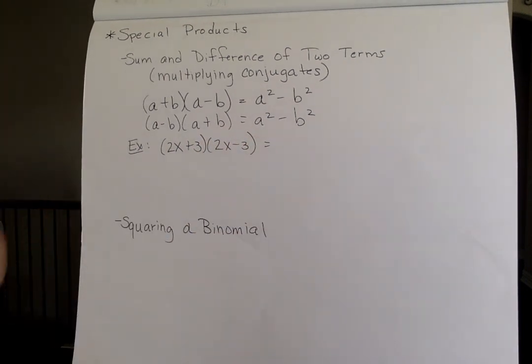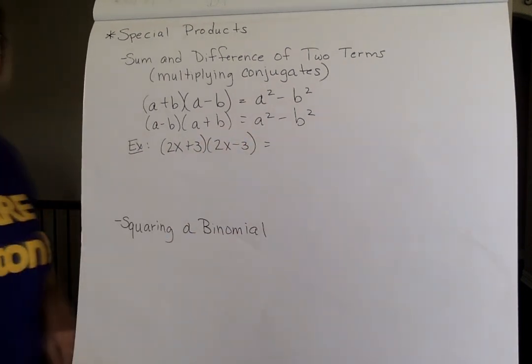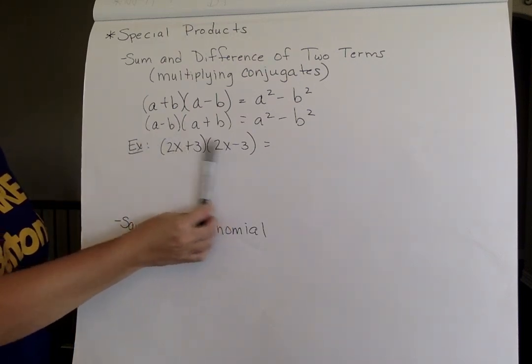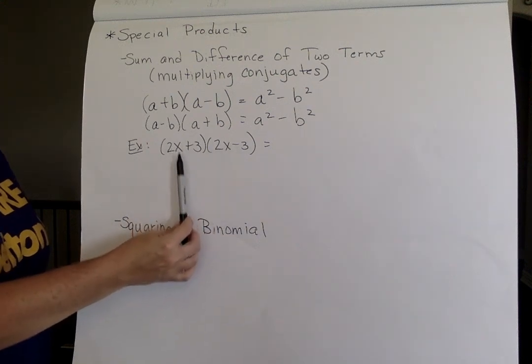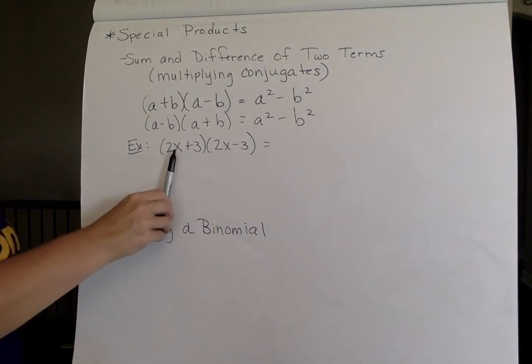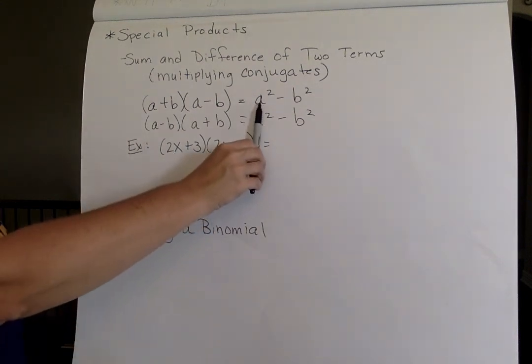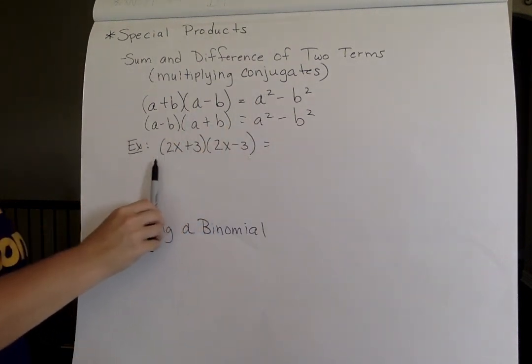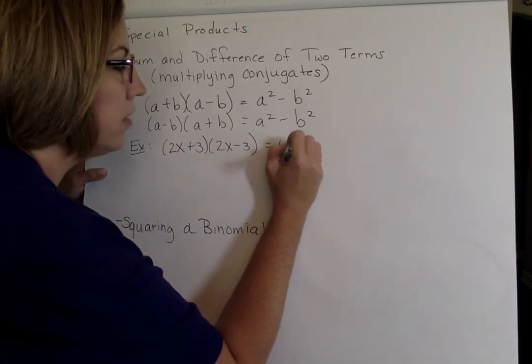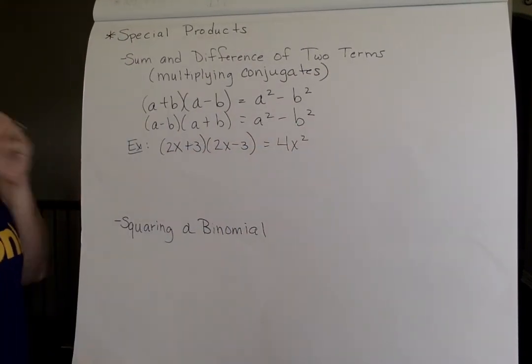Now, one of the things that sometimes gets people on these problems is that we recognize that we're multiplying conjugates, or that we have the sum and difference of two terms. And we think, oh, okay, we need to square 2x, right? It's the first thing squared. And they go, okay, 2x, and I square that, I get 2x squared. No, you have to square everything. So that's actually 4x squared.